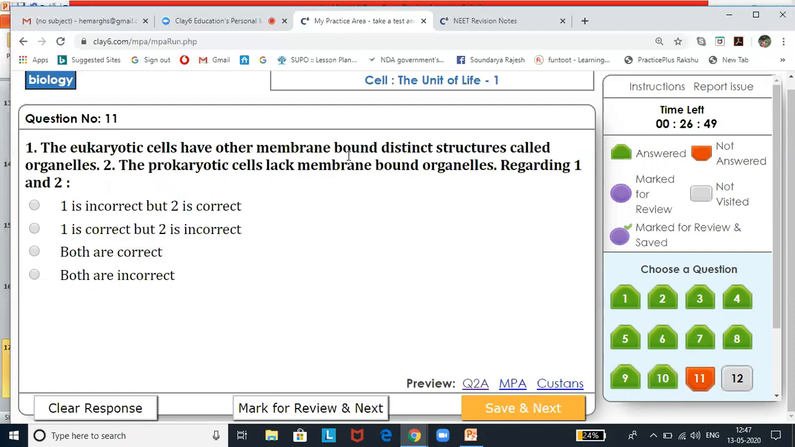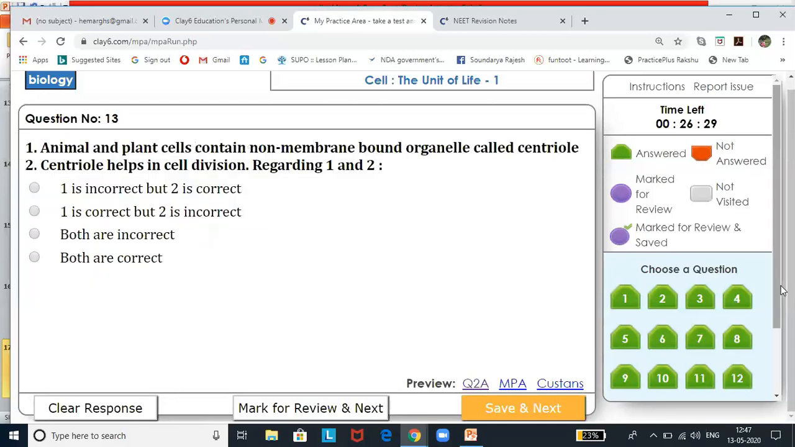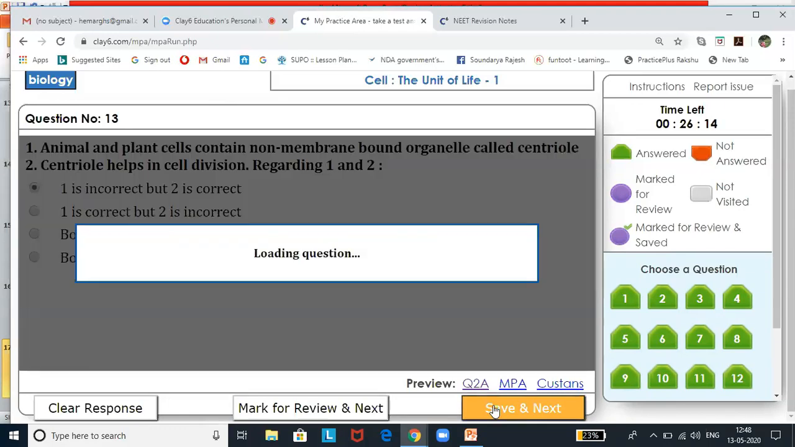The eukaryotic cells have other membrane-bound distinct structures called organelles. Yes, prokaryotic cells lack membrane-bound organelles. Regarding 1 and 2, both are correct. Prokaryotic cells have lysosomes, mitochondria, endoplasmic reticulum: none of the above, because they don't have any cell organelles. Animal and plant cells have membrane-bound organelles called centriole. Centriole helps in cell division. Only animal cells contain centriole and plant cells do not have. So 1 is incorrect but 2 is correct.